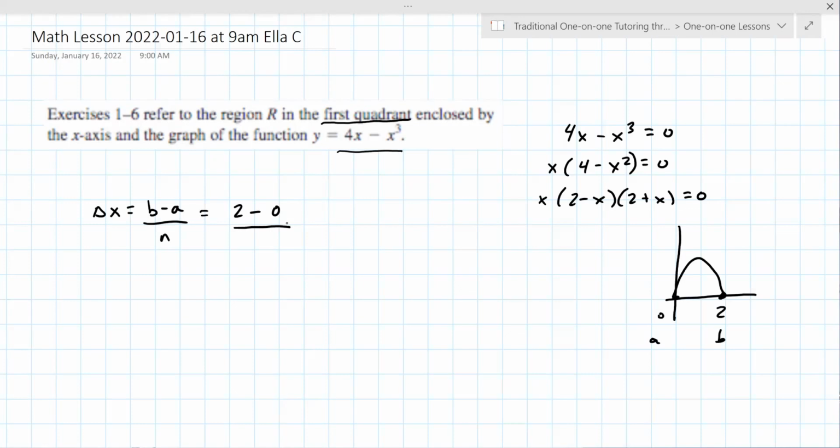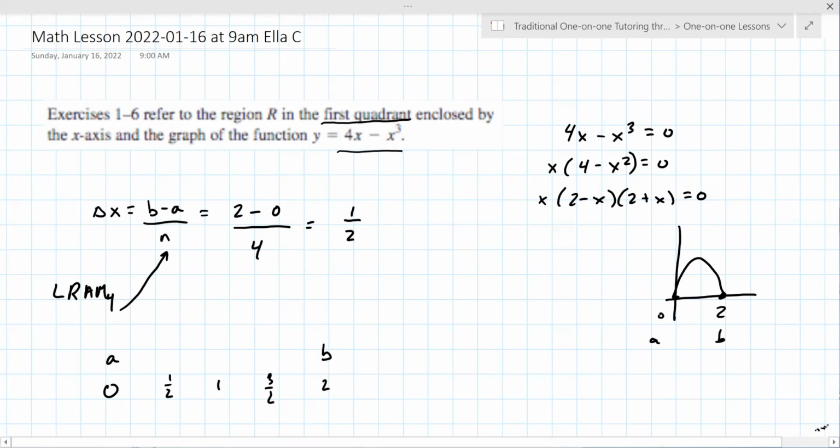They also don't tell you the number of subintervals, but when it says LRAM 4, that 4 is n, and that's how they get to this 1/2 here. Okay. So what I like to do is actually start at A and write A, whatever the value of A is, and then increment it by this 1/2. So 1, plus 1/2, plus 1/2 again, you get 1, 3 halves, and then 2, wherever your B is there. And then depending on what we're doing, these are the values you need, whether it's a left, a right, a mid, and so on.